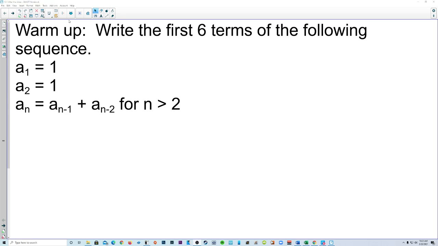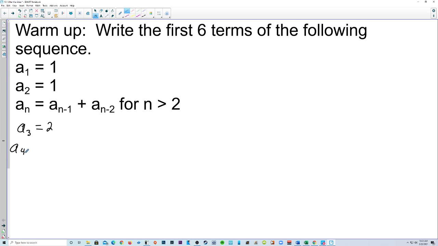We start today with a warm-up. Write the first 6 terms of the following sequence, where a sub 1 is 1, a sub 2 is 1, and then everything after that is the previous one, so minus 1, and the second previous one added together, which means a sub 3 is equal to the 2 previous added together, which is 2.